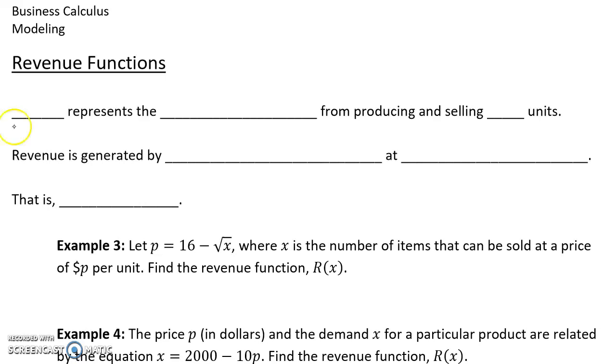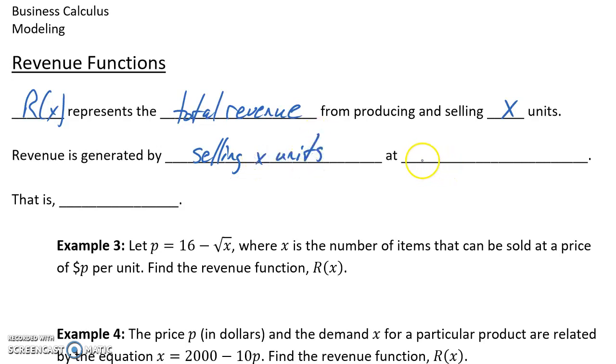When we move on to talking about revenue functions, R of X is going to represent the total revenue from producing and selling X units of some product. Revenue is generated by selling X units at a price point of P dollars per item, meaning we can calculate revenue as number of items sold times the price point per item, or X times P.